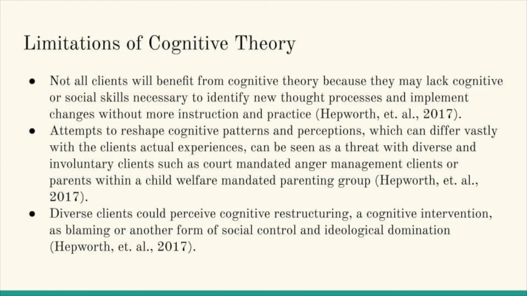It also attempts to reshape cognitive patterns and perceptions, which can differ vastly from the client's actual experiences, and can be seen as a threat with diverse and involuntary clients such as court-mandated anger management clients or parents within a child welfare mandated parenting group. Diverse clients could perceive cognitive restructuring or a cognitive intervention as blaming or another form of social control and ideological domination.